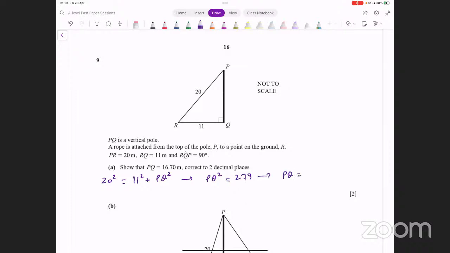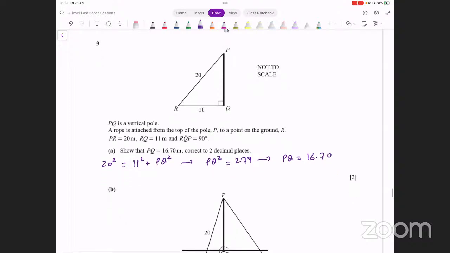and that gives us 16.703. So 2 decimal places पे क्या बन जाएगा? 16.70. Okay, that's all that you have to do here. Pythagoras use के आपके पास ये आ गया.